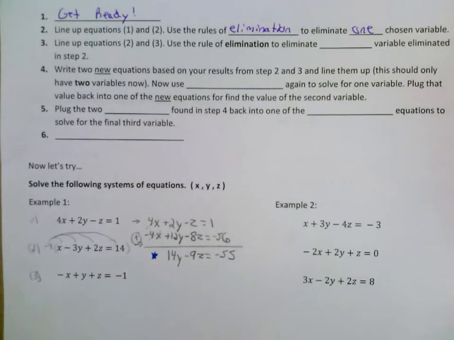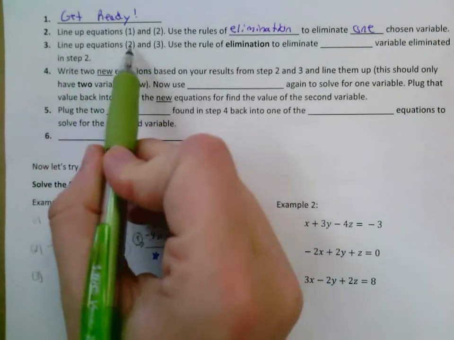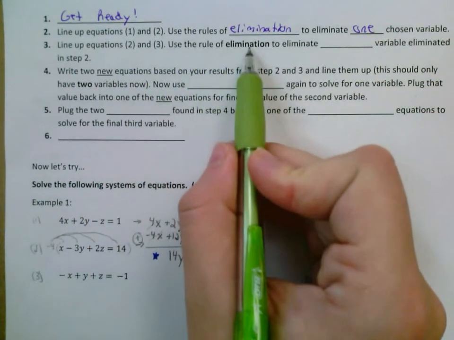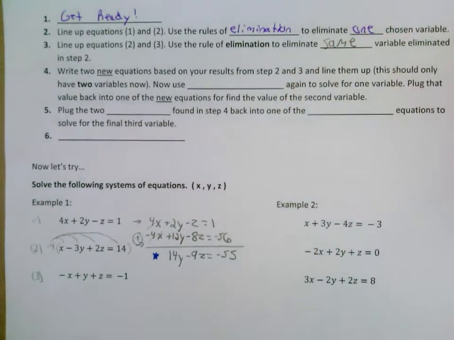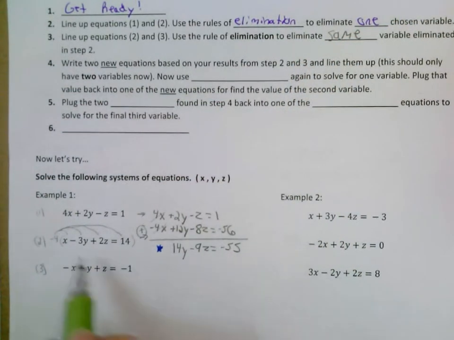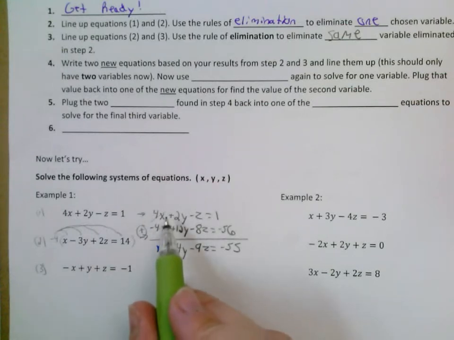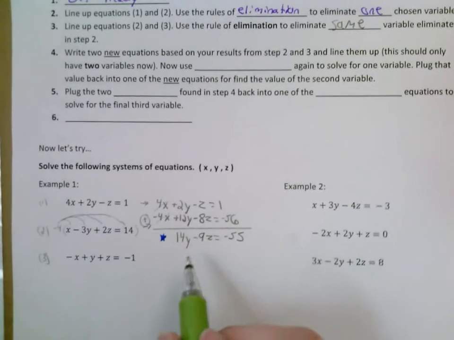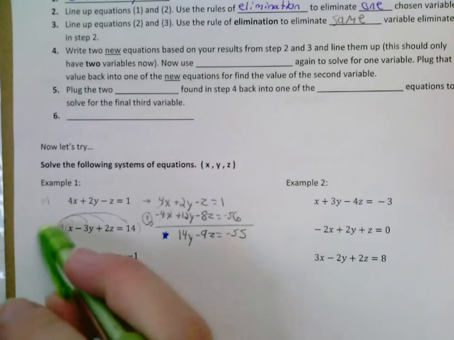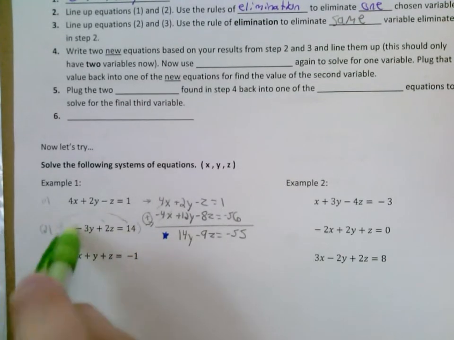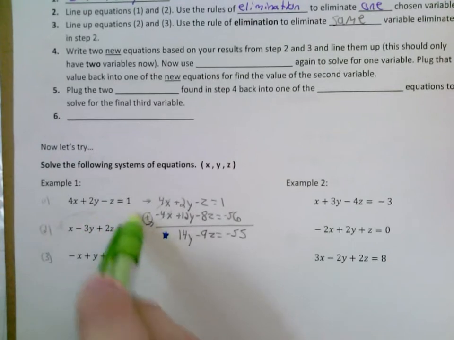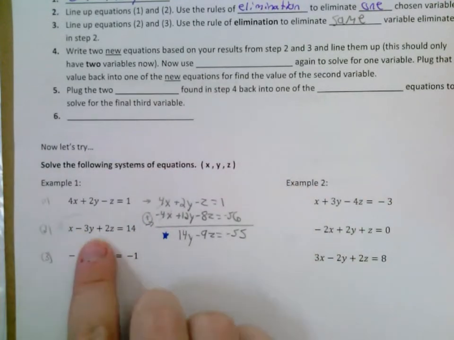Step number 3 says line up equations 2 and 3. Use the rule of elimination to eliminate, and here's the important part, the same variable. Okay? So if I look at equations 2 and 3 down here, I need to be eliminating x. Again, it has to be the same variable or else this will not work. So if I look at my x's, you can ignore the 4 now because that was from the previous problem. If you want to erase that, that's fine. I'm going to get rid of that because that was for the previous section.